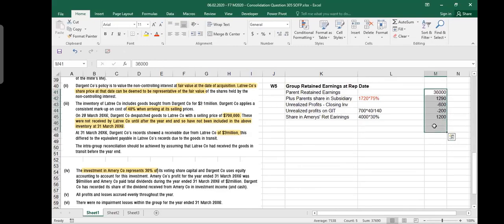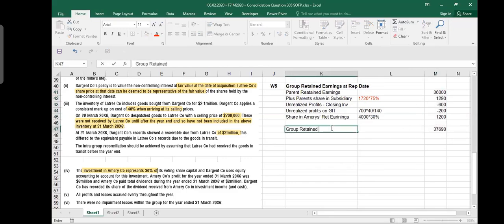There's nothing else. And then you make a total, and it comes out to be 37,390. And this is what you call group retained earnings, group retained earnings at reporting date. So this number also we are going to take to the balance sheet.